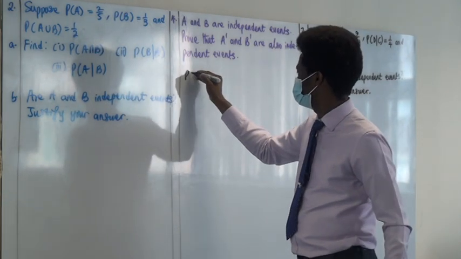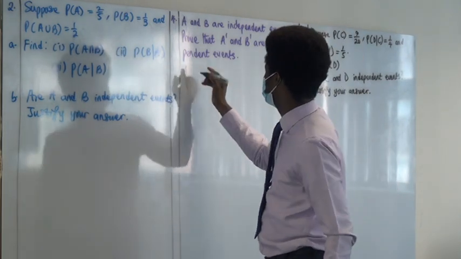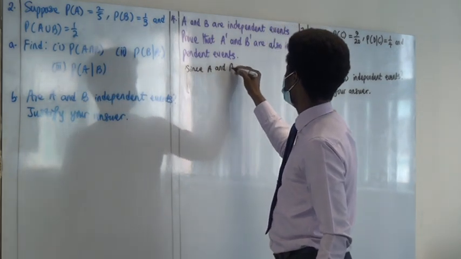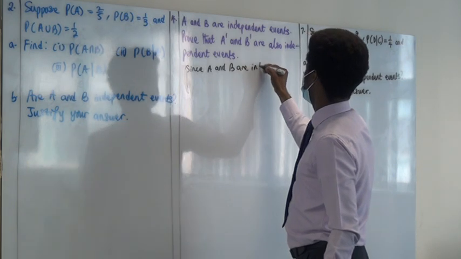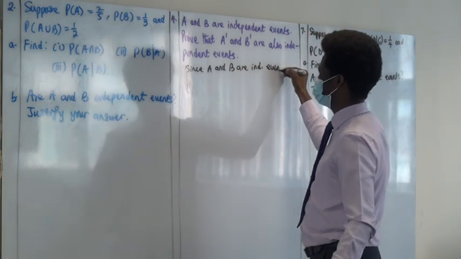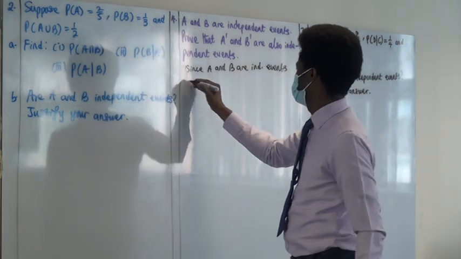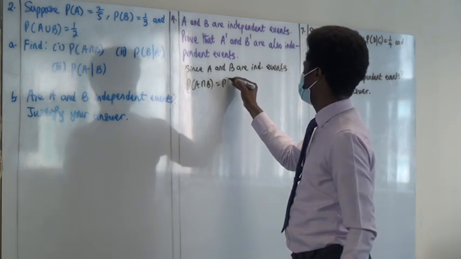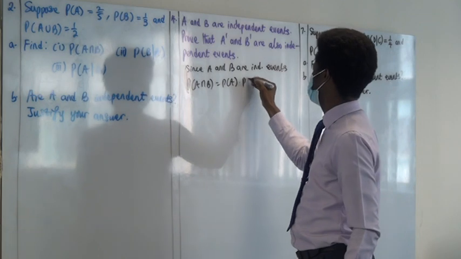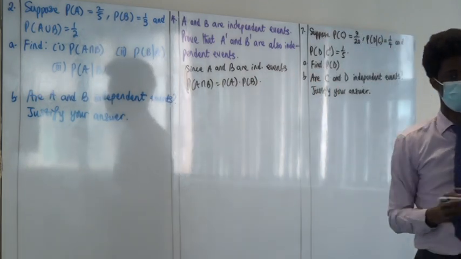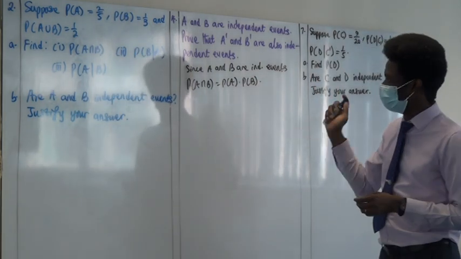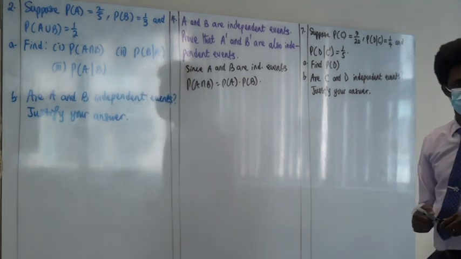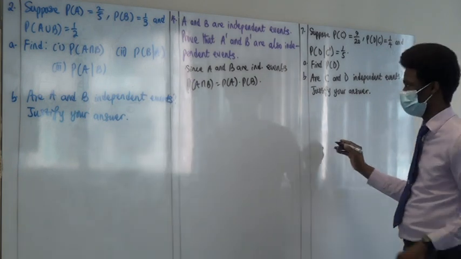Probability of A. Okay, so I will start by saying, since A and B are independent events, please write that in full, okay? Probability of A intersection B must be probability of A times probability of B. This is all we know, right? Now, what do we want to show? Brandy, what do we want to show according to this question?